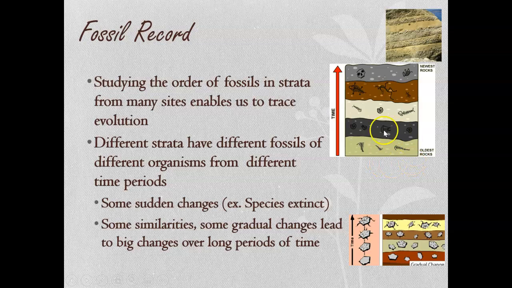But we also see sudden changes, or huge distinct changes, from one layer to the next. When we talk about the dinosaurs, they exist up to a certain point and then they're just gone. The species went extinct. All right, the whole lot of them disappeared. And so we can see both these sudden changes as well as these smaller, more gradual changes over time that lead to big change when we step back and look at it from an overall big Earth history standpoint.